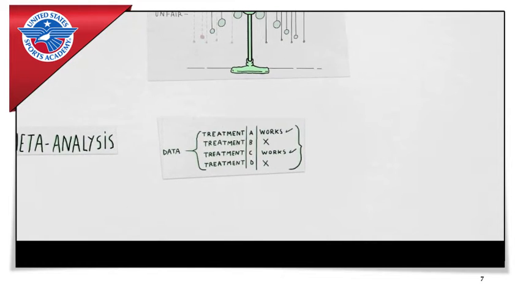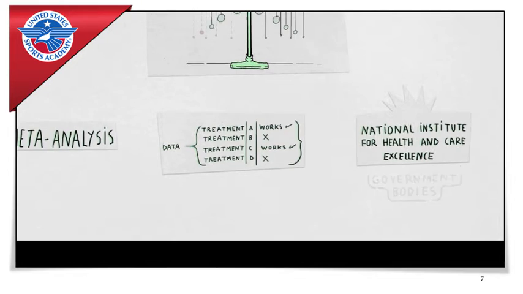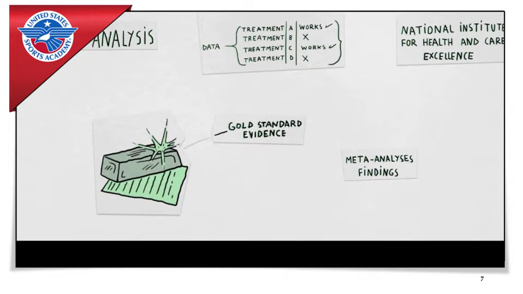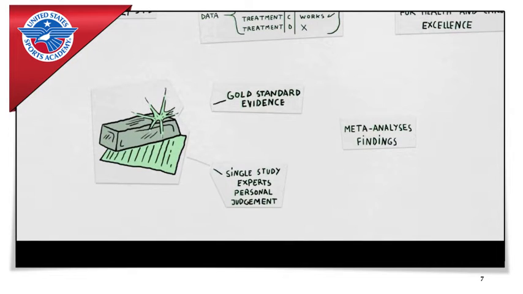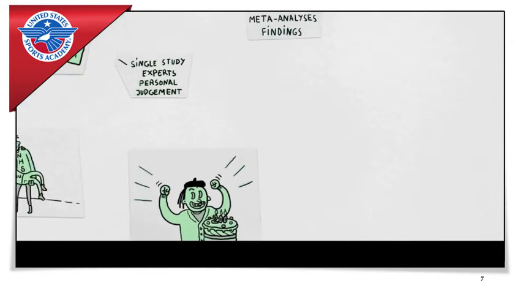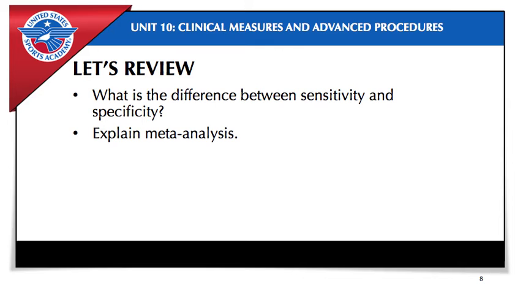Meta-analysis allows scientists to use all available data to arrive at the best possible understanding of what treatments work. Government bodies such as the National Institute for Health and Care Excellence consider findings from meta-analyses the gold standard form of evidence, over and above those from a single study or the personal judgment of experts. They use it to determine how we are cared for across the NHS so that we can lead long and healthy lives. It is the cornerstone of what has become known as evidence-based medicine. Let's review.